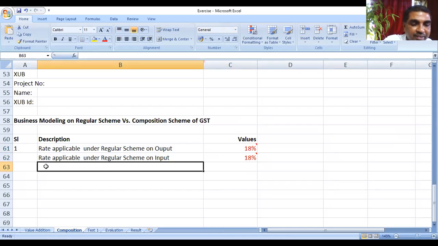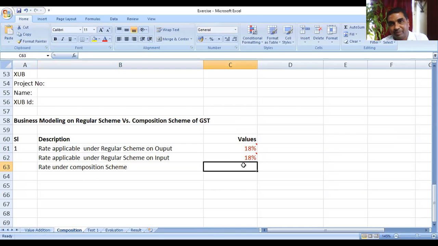Then third we'll write, let us say, rate under composition scheme. What can be the rate here? What can be the rate here? Who can tell me? So 1%, 5%, or 6%. 1%, 5%, or 6%. So here you will give a comment. Accordingly, you will do it.